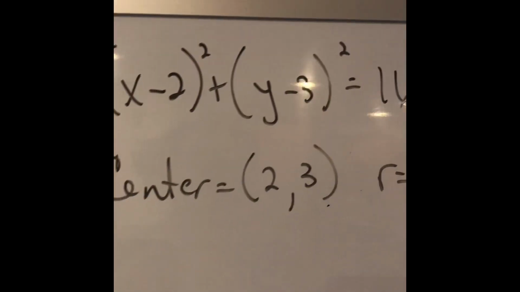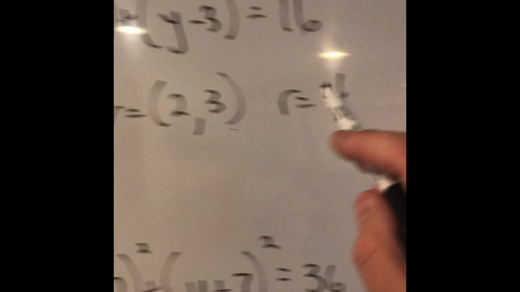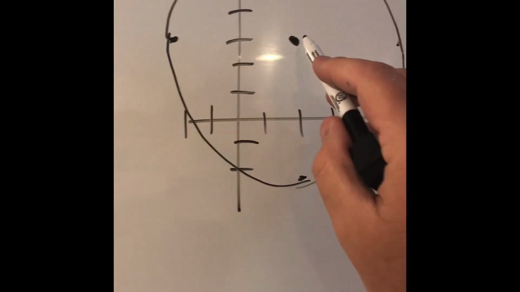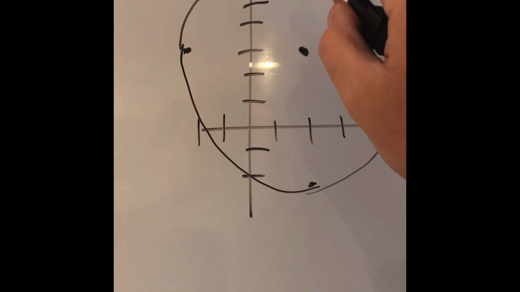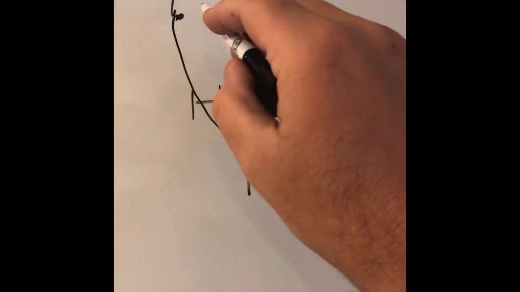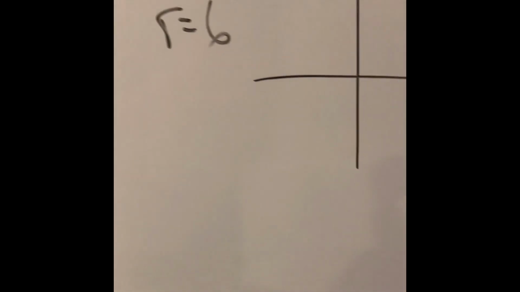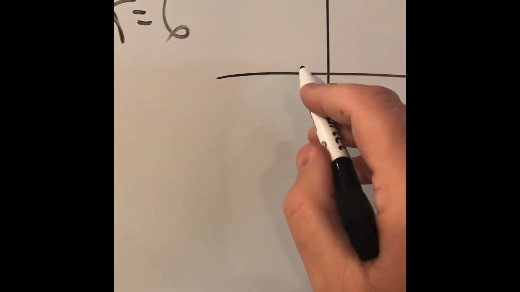Now, if I were to graph this, my center of the circle is at (2, 3), and my radius being 4, I would just draw up 4, down 4, to the right 4, to the left 4, and then just make a circle out of that, okay? If I were to do that over here, it's going to be kind of difficult, but we'll try.